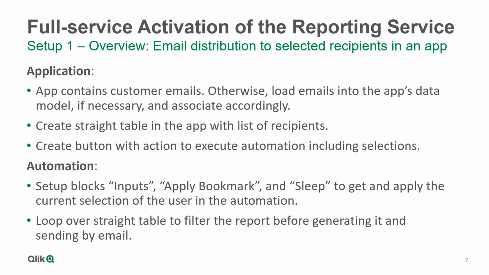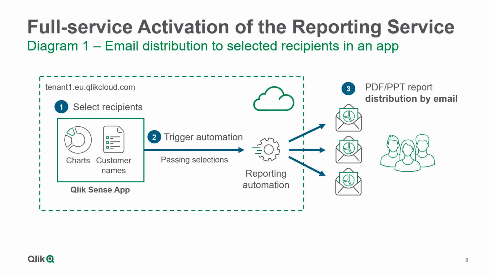And on the automation side, you need to set up the block's inputs, apply bookmark, and sleep to get and apply the current selections of the user in the automation. Then we're gonna loop over the straight table to filter the report before generating it and sending it by email. In this slide, you can see a high-level diagram for this first setup. The diagram explains the demo we just saw.